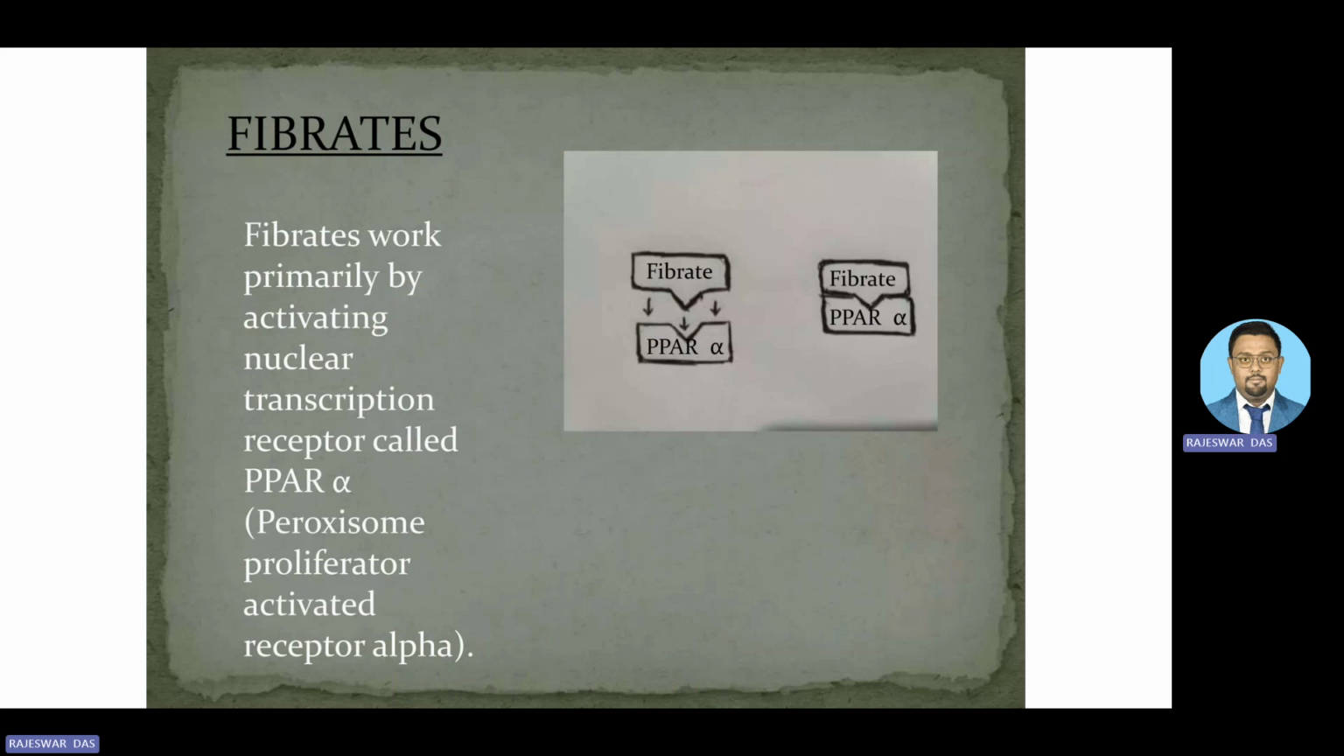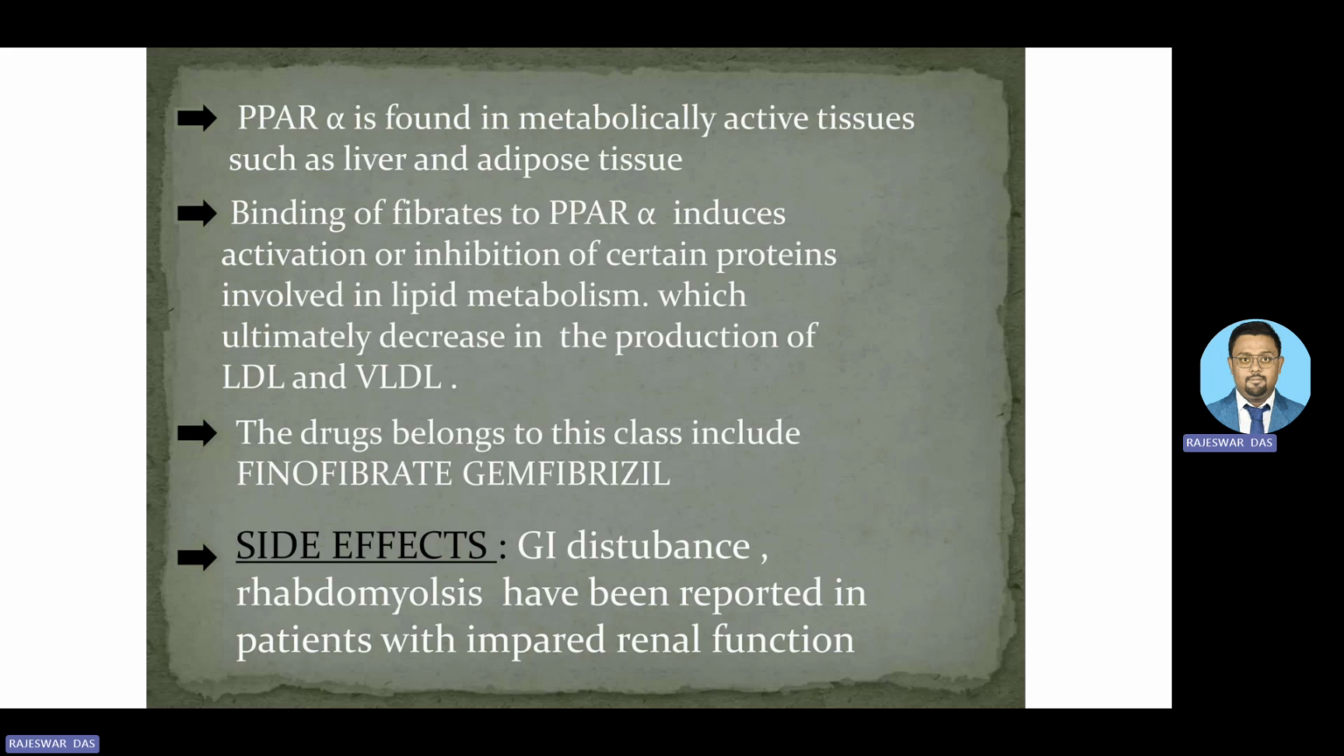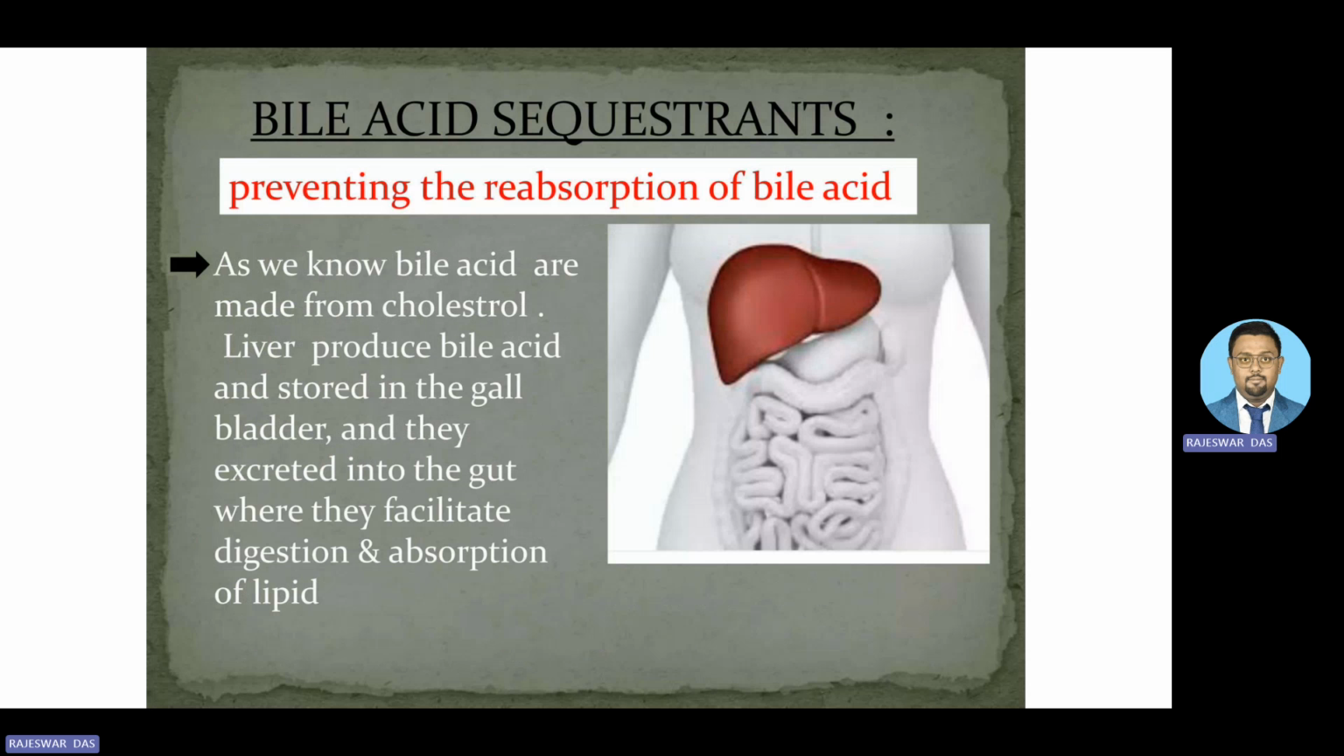Now come to the fibrates. PPAR alpha is found in metabolically active tissue such as liver and adipose tissue. Binding of the fibrates to PPAR alpha induces activation or inhibition of certain proteins involved in lipid metabolism, which ultimately decreases the production of VLDL and LDL. The drugs belonging to this class help to reduce our cholesterol level in the blood.